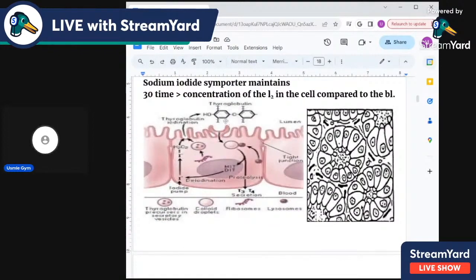So this is the thyroid follicular cell, and this follicular cell has two surfaces. This is the apical surface, and this is the basal surface against the blood vessels and capillaries. At the basal surface, we have two important structures. This is the sodium iodide symporter, and here is the TSH receptor.